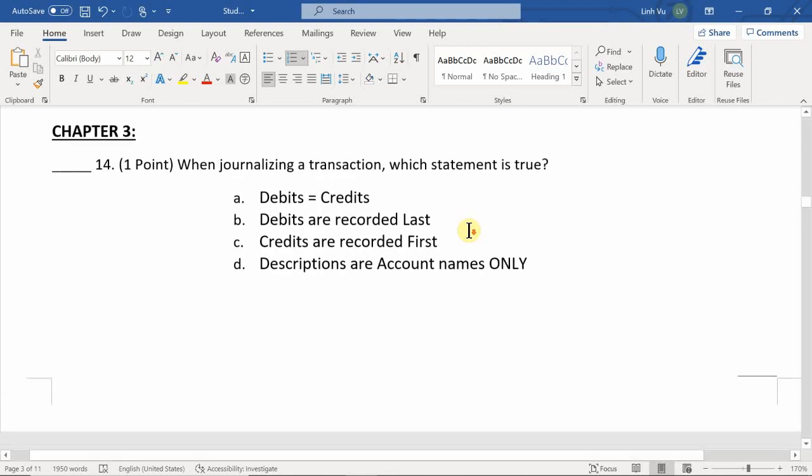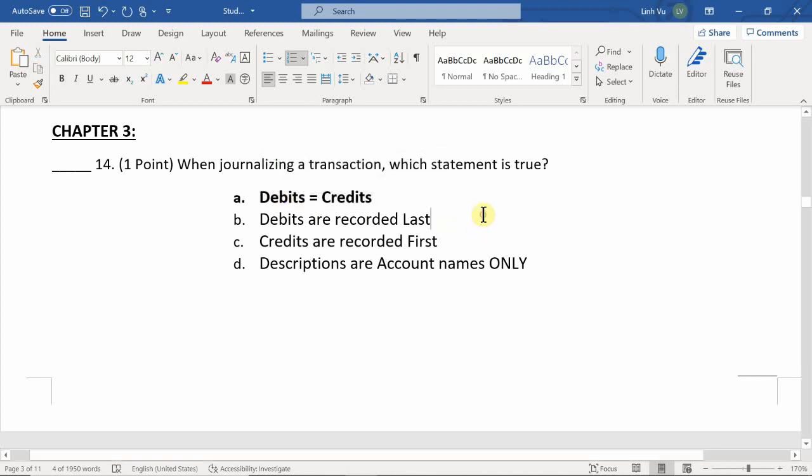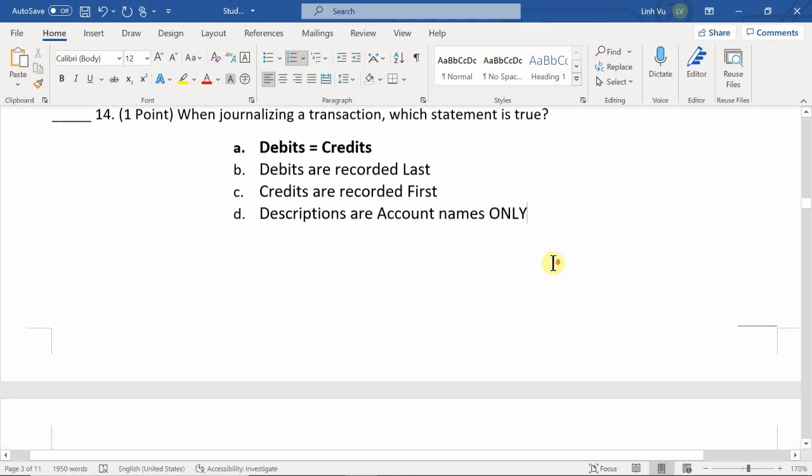Okay. So here, question number 14. When journalizing a transaction, which statement is true? A, debits equals credits. Yes, your debits must equal your credits, right? That's the rule of thumb every time you do a journal entry. Debits are recorded last? That's not true. You usually have to put those first. Credits are not recorded first. And descriptions are account names only, which is not true. You can add as much detail as you want, as long as you understand what happened in that transaction.